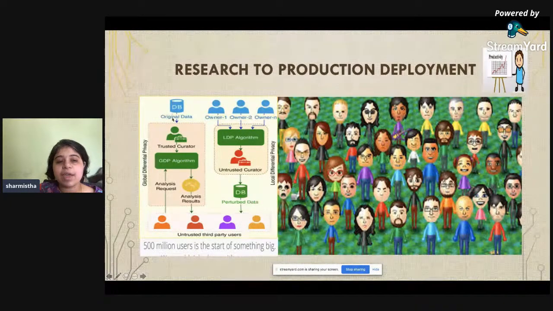So there is no need to add noise. You take it from the data sources and give it to the curator. The curator will add noise and distribute it to the end users. And here you get the part of the data. So once you send it to the curator, the curator adds noise, analyzes, and sends the answers to the individual participants.